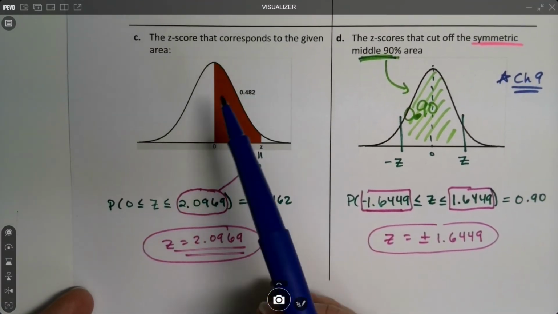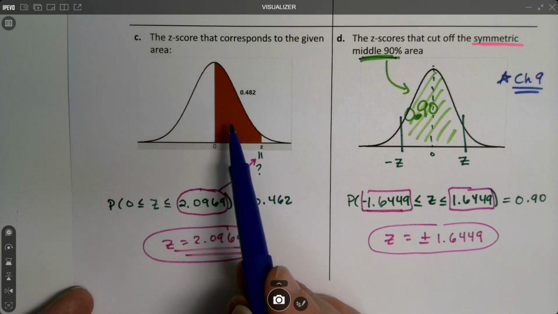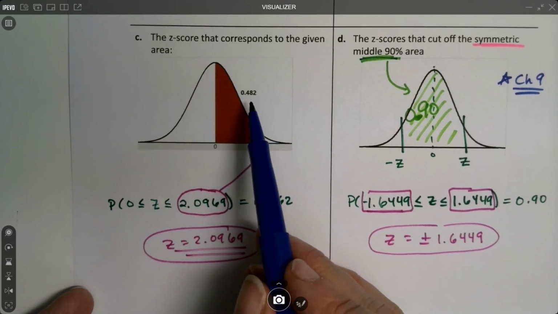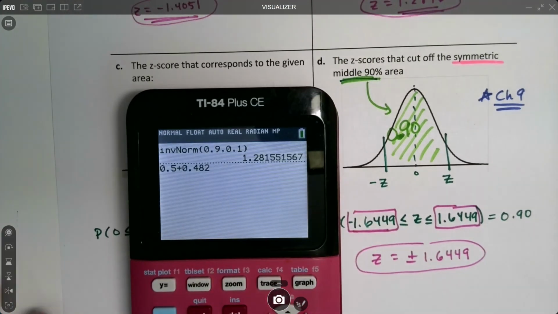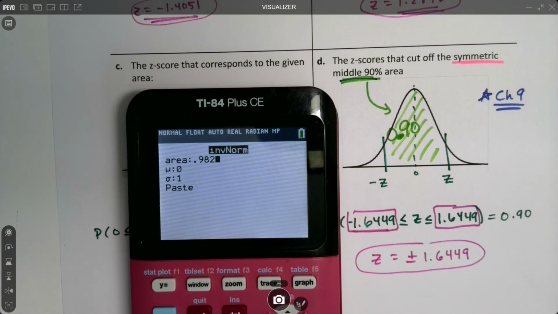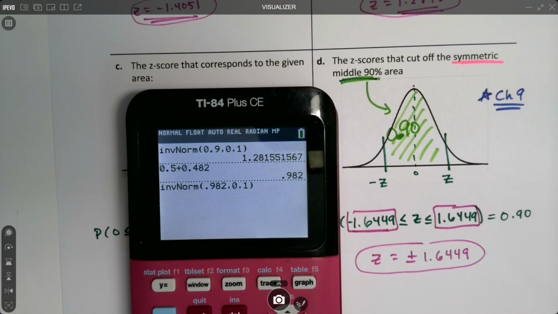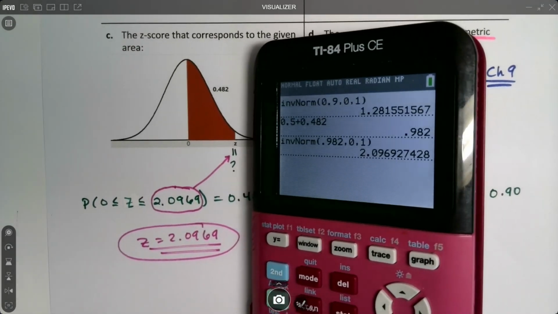Okay, so now for this one, the z-score that corresponds. What you have to do is find this whole area over here. It's not going to be sufficient to just do the 0.482. So you have to find the entire area. Well, the left-hand side is 0.5, and then 0.482, so together they make 0.982. So then you say inverse norm 0.982. Paste. And there's the same answer we got with StatCrunch.